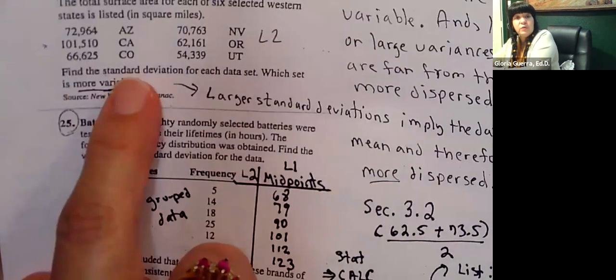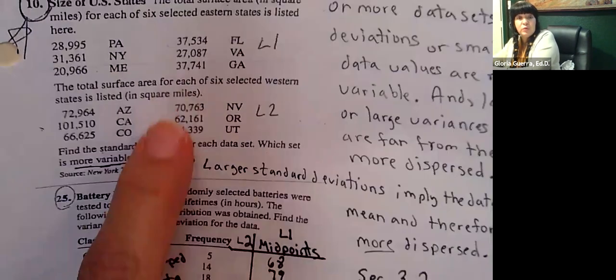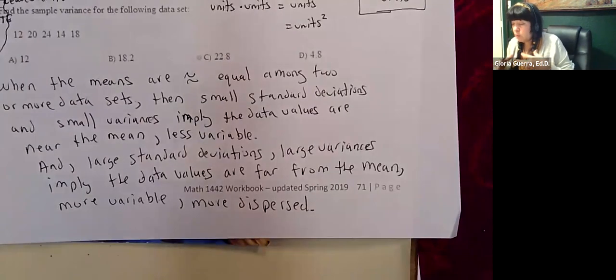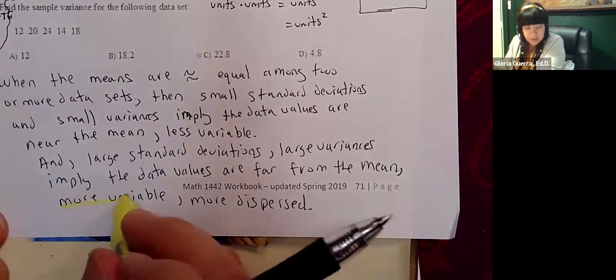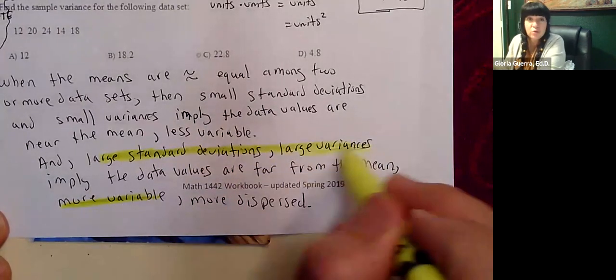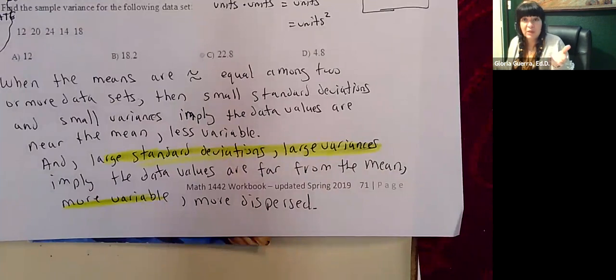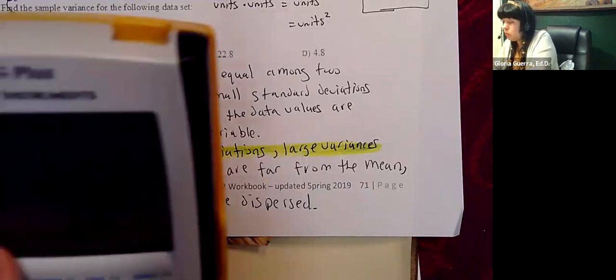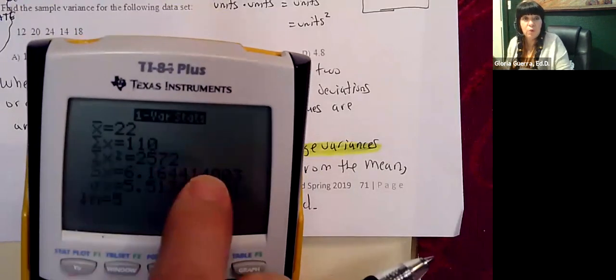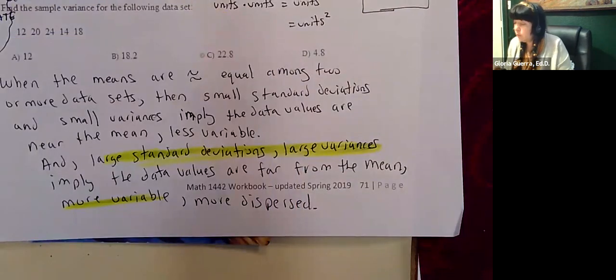So when they ask a question like, find the standard deviation for these two data sets, you have two S of X's on your calculator. Which set is more variable? The data set that's more variable is the one that has the larger standard deviation and the larger variance. You would look at both of those S of X values and see which one is larger, and the one that's larger is more variable.